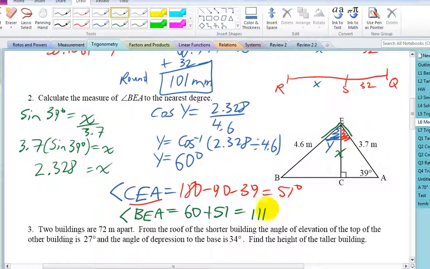Good. 111 degrees. And that's the answer we want. Put a box around it. Okay? Now once we found y, since we're just adding, it's no big deal if you round at that point. Because it's not going to change the answer, because we're just adding it to another whole number. Okay?